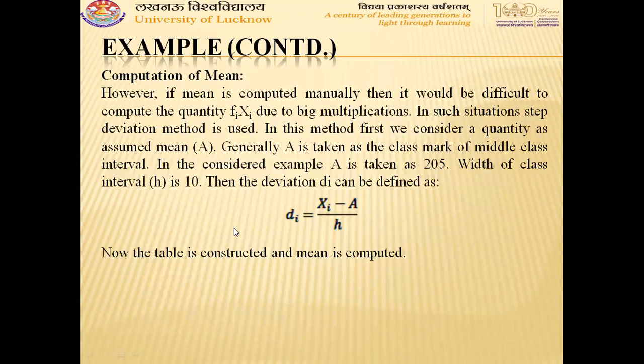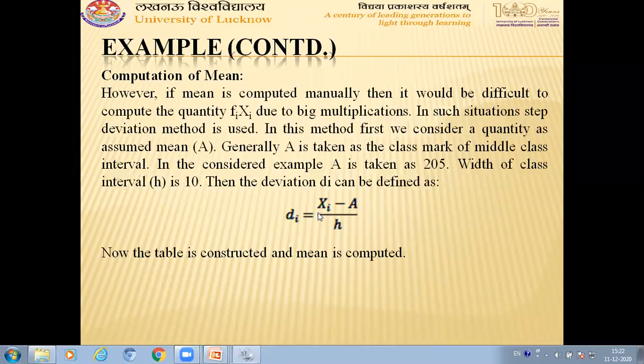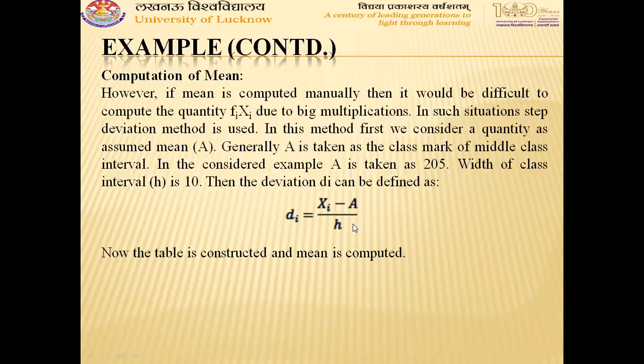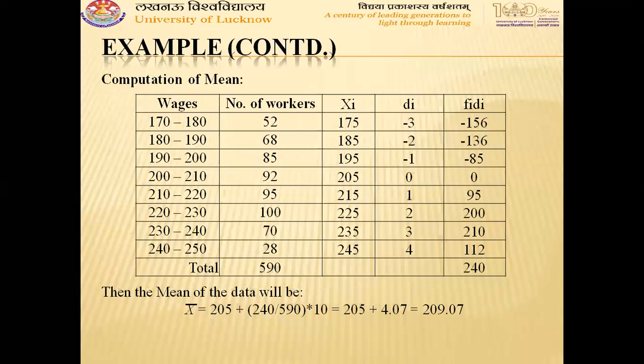Then we calculate the deviation di, obtained by the formula di equals xi minus a upon h, that is class mark minus assumed mean divided by width of class interval. Then we construct the table again. Here you can see after xi the column of di is added, obtained by 175 minus 205 divided by 10, that is minus 30 divided by 10, which will give minus 3. So these values will become minus 3, minus 2, minus 1, 0, 1, 2, 3, 4. In such a manner the multiplication will become much easier.